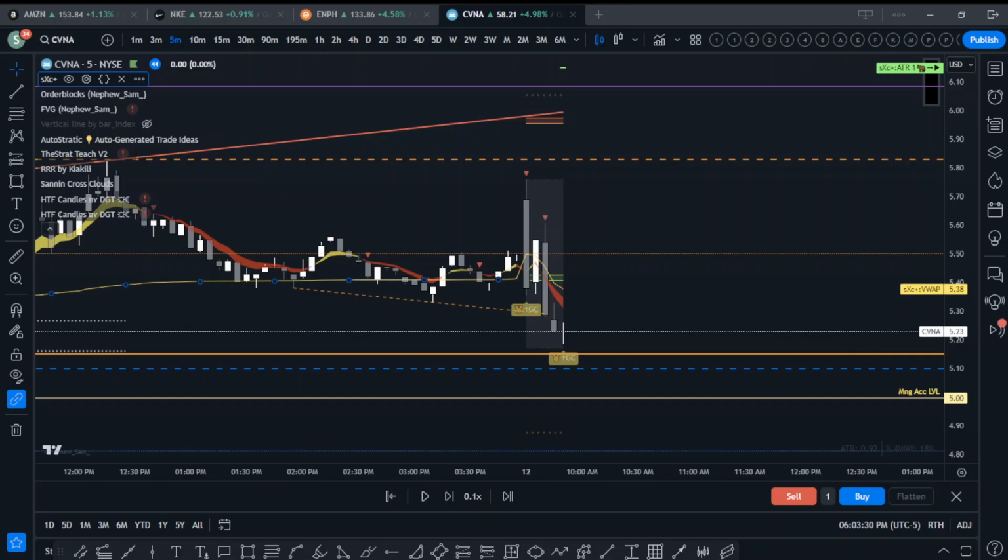Patience. You want to have patience so that you can stay around in the game. And you want these trades to come to you. You don't want to chase these trades.